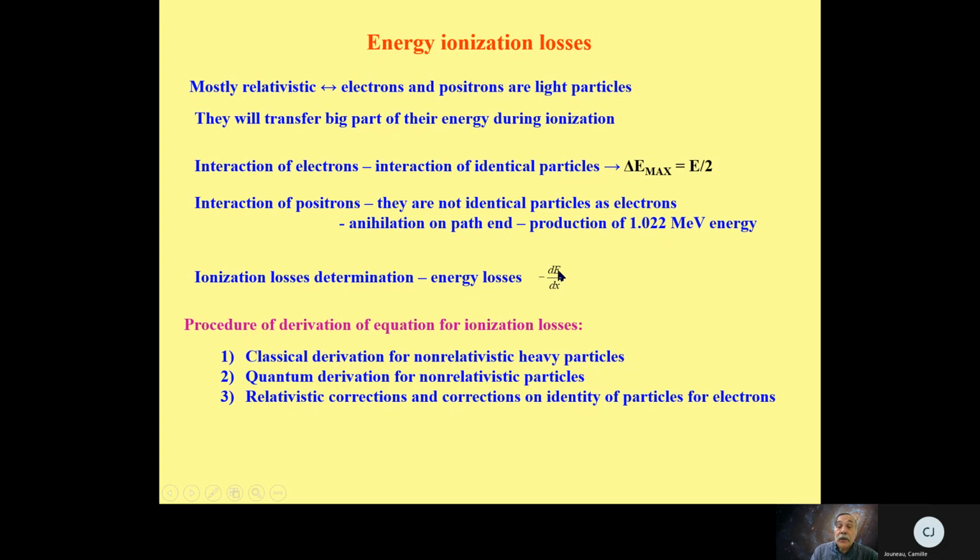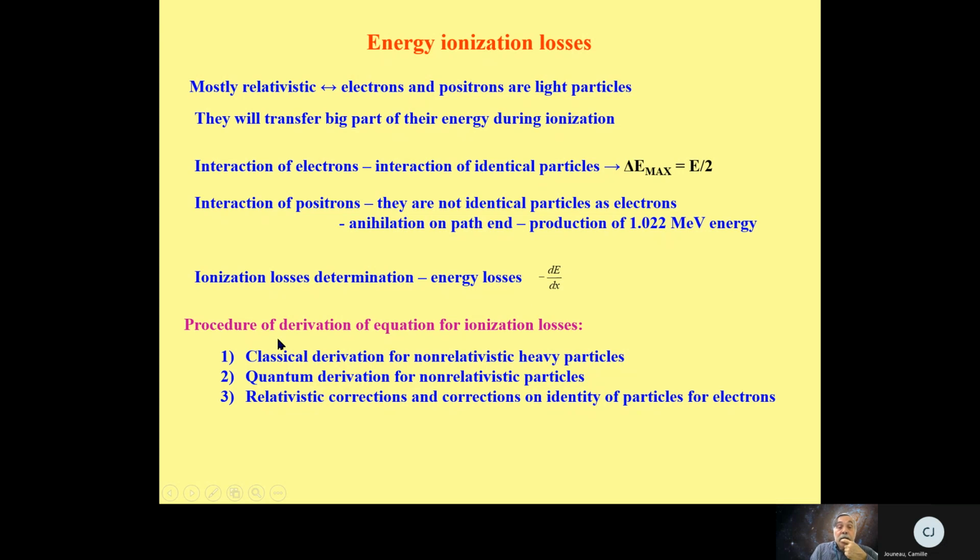This ionization is described by ionization losses, and these ionization losses describe the energy losses by this ionization. This is minus the change of energy per unit of length. It should be minus because this change is a decrease, and minus times minus is plus. That means you have these energy losses.